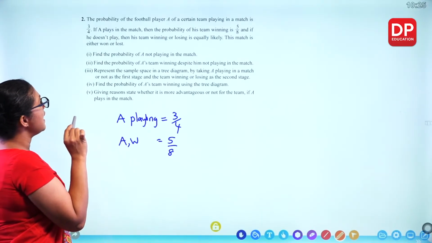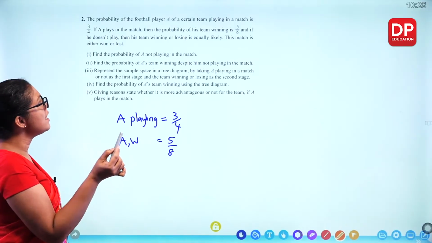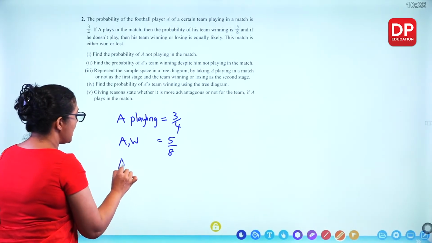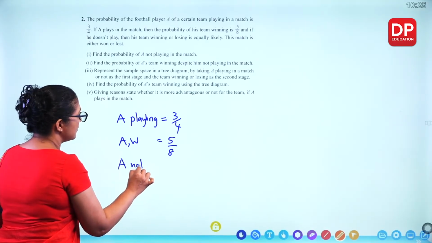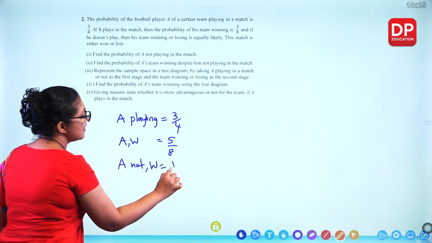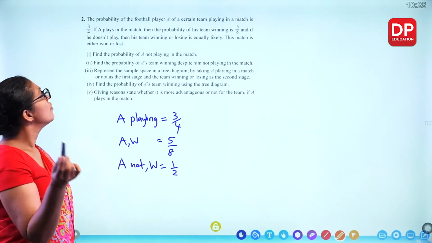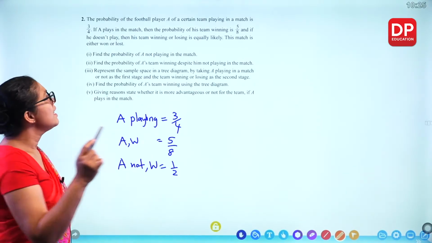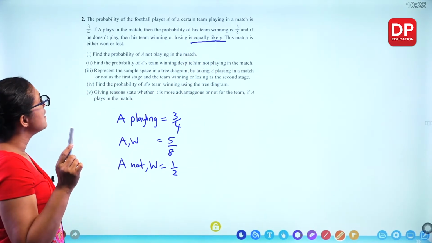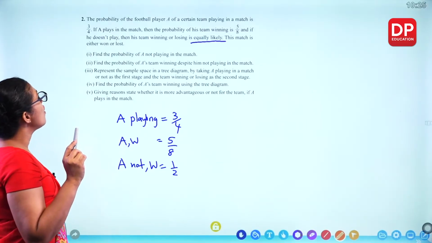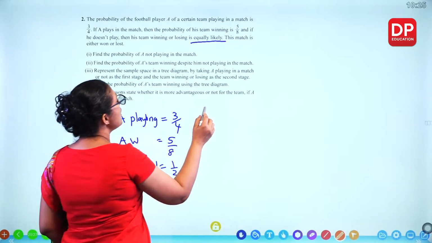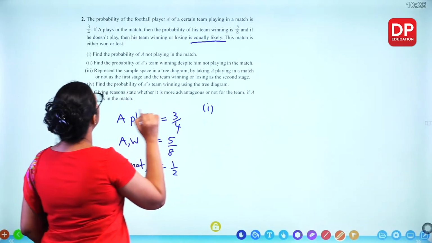If he doesn't play, then his team winning or losing is equally likely. So if A not playing, then winning is half. Winning or losing equally likely means half and half. This match is either won or lost. Find the probability of A not playing in the match.